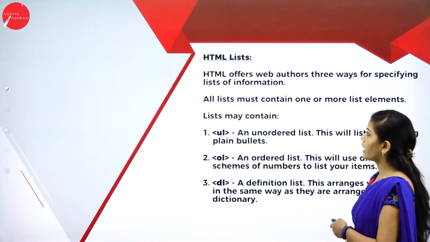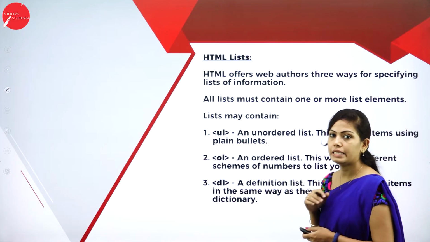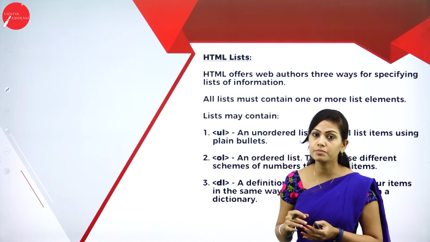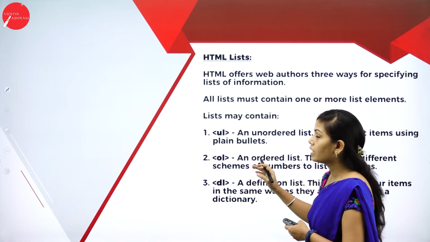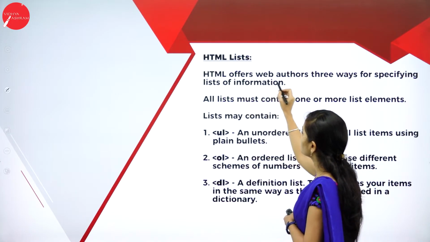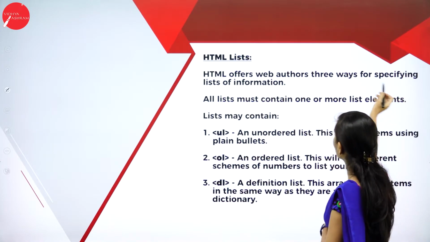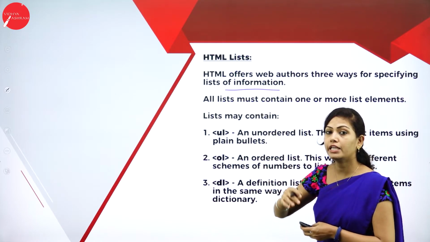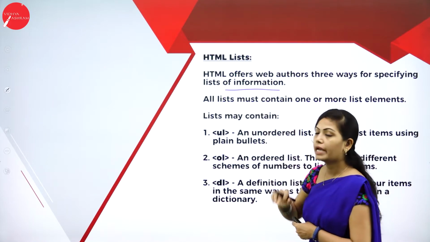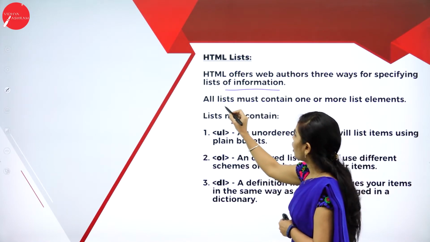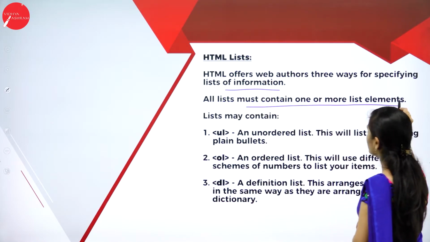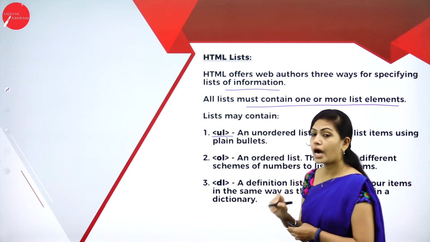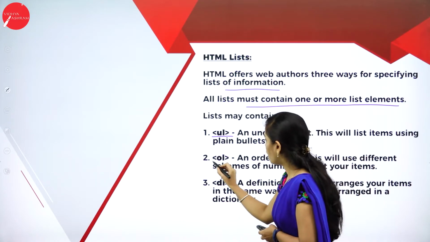And also we have HTML list. So in HTML list, you can list out the items using HTML list tags. HTML offers web authors 3 ways for specifying a list of information. If you want to list any information, you can go for HTML list. All lists must contain one or more list elements. Lists may contain UL, unordered list, and ordered list.